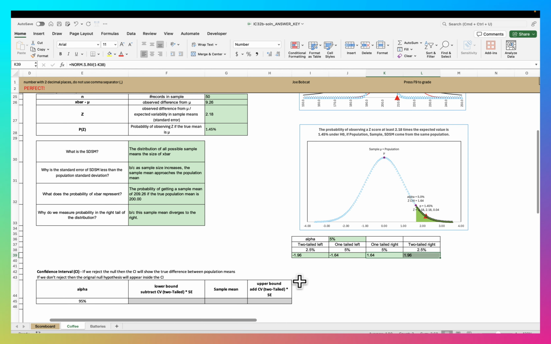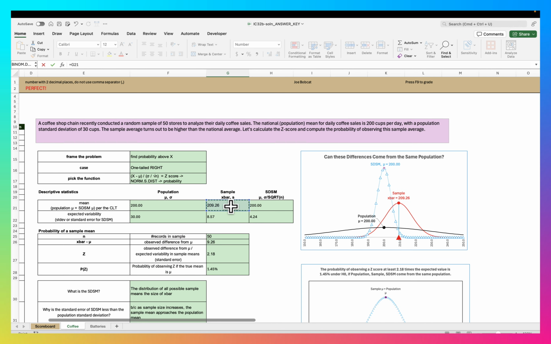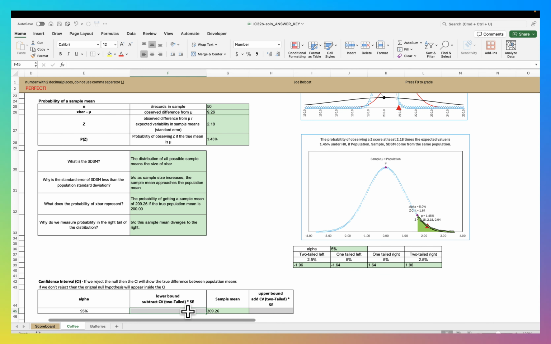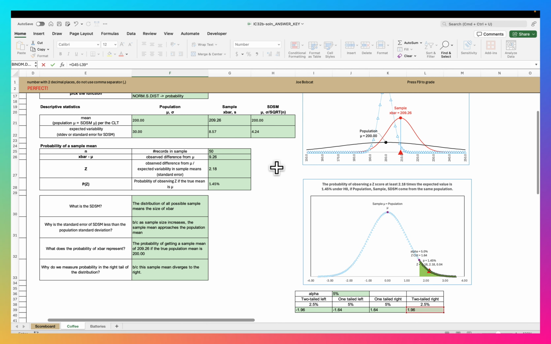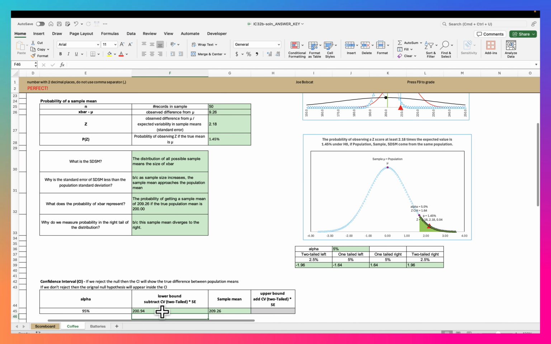All right. Then for the confidence interval, we need the sample mean, which we've already calculated up above. It's this number here, which is the same as that number there. And now to get the lower bound of the confidence interval, we take that number, the sample mean, and we subtract from it the two-tailed right. So we're kind of going in reverse. We're using this to get a confidence interval. Take that number times the standard error, which is this number here. And that gives us the lower bound.